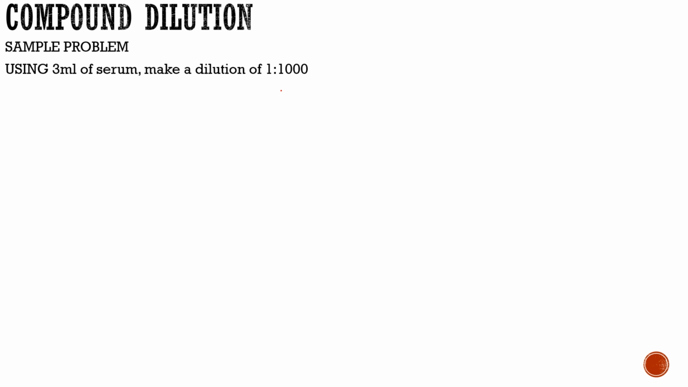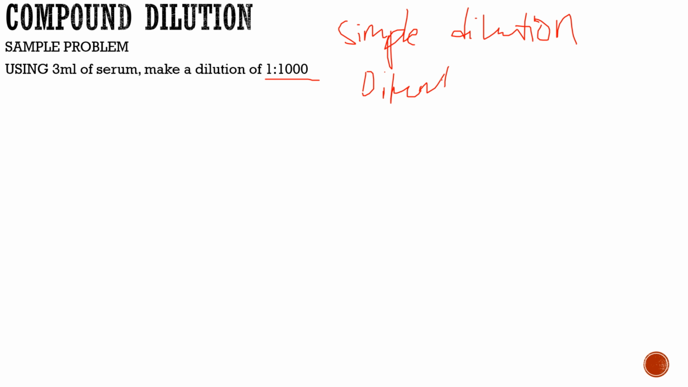Using 3 ml of serum, make a dilution of 1 is to 1,000. Kapag i-apply natin ang simple dilution dito, class, imagine nyo. Tandaan nyo, ang solute nyo is 3 ml. Tapos you need to dilute it 1,000 times. So imagine the amount of diluent na gagamitin mo. So di ba nga ang diluent nyo is equal to the total volume minus the solute volume. So ang total volume mo is 1,000. So 1,000 minus 3 ml. You need to use 997 ml of diluent.